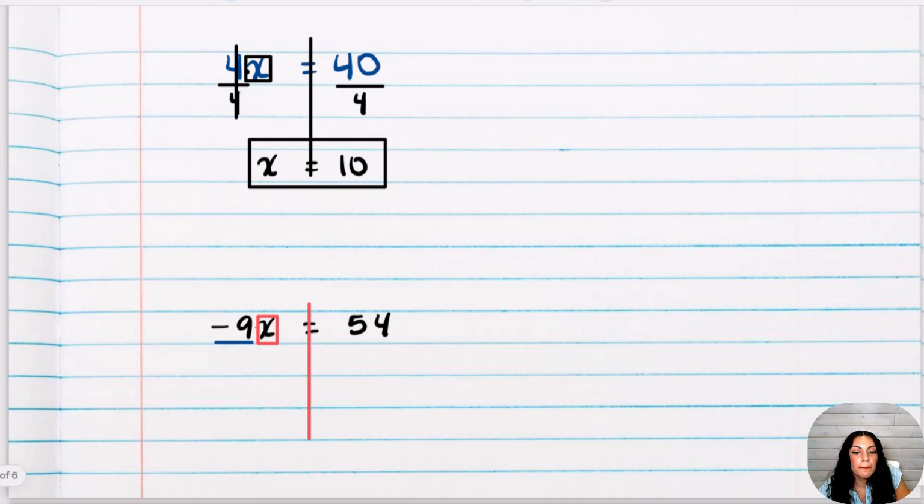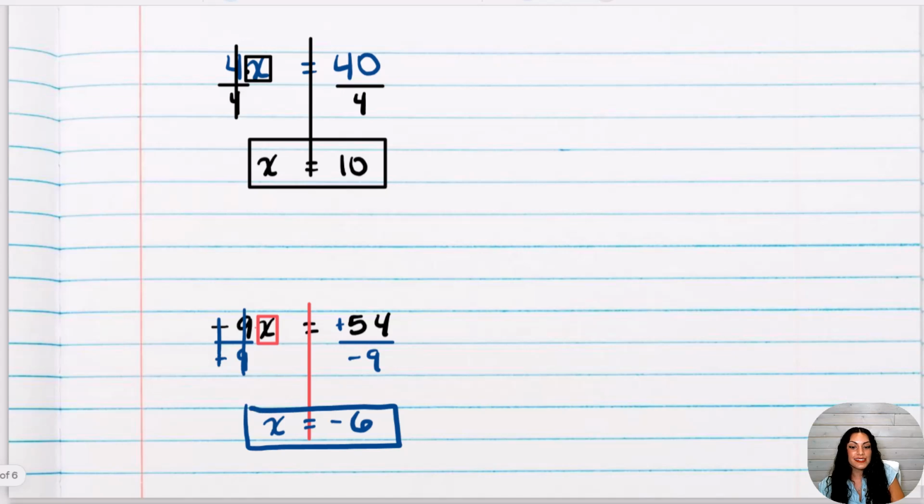So we are going to divide by negative 9 here. The reason that works, negative divided by negative, positive. 9 divided by 9, 1. Whatever we do on one side, we're going to do on the other side. So I am going to divide by negative 9 on that right-hand side. I end up with x, or 1x, but that 1's invisible, equals positive 54 divided by negative 9 gives us negative 6. So we get x equals negative 6.